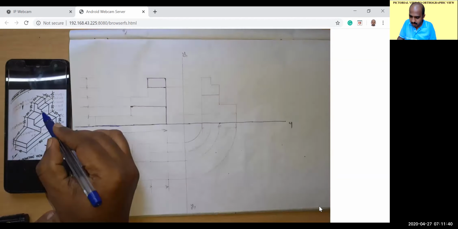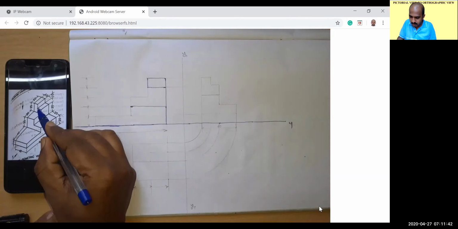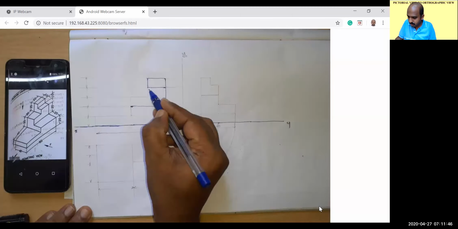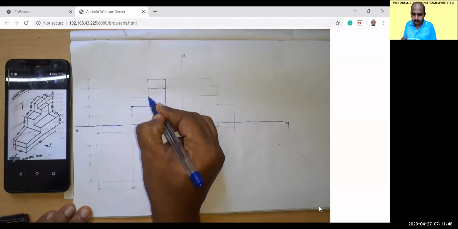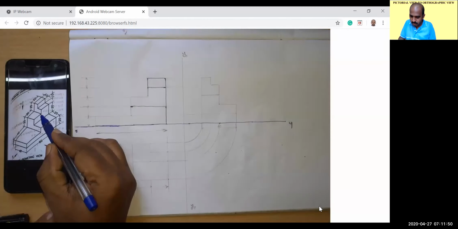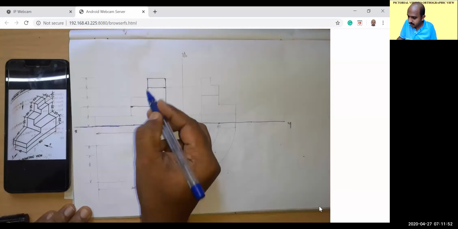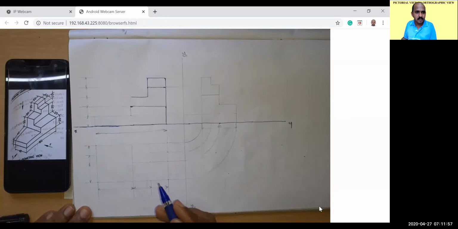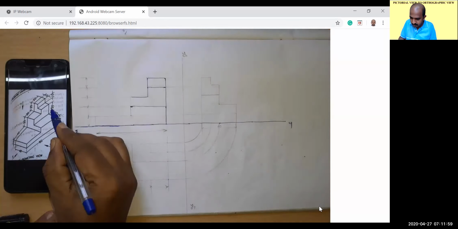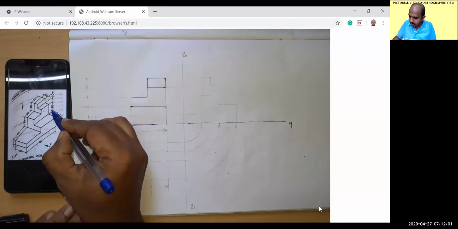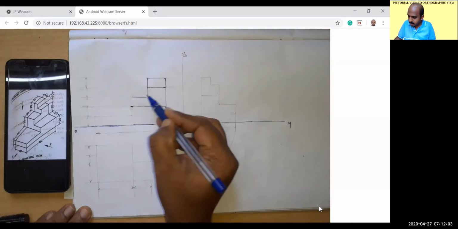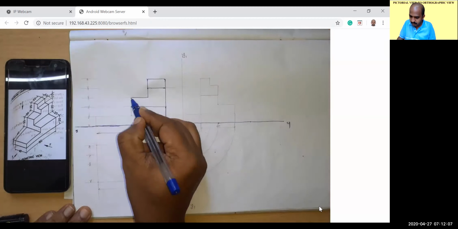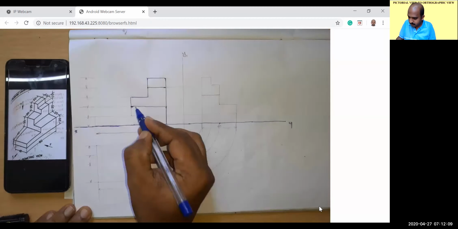Now again up to this it is 10 mm, which is below. So you go 10 mm below. Now from this 10 mm, 20 mm to the left. Now again up to here it is 20, this to this is 20. Up to this distance is 10, then this is 10 again.